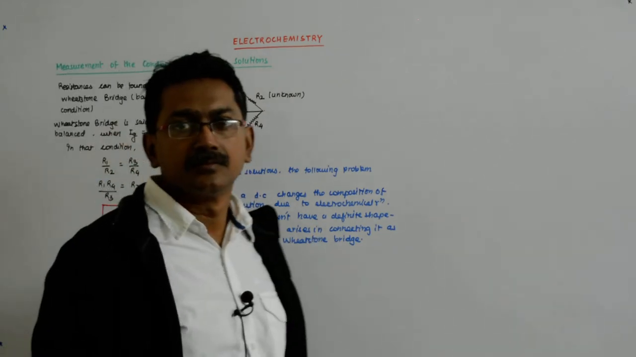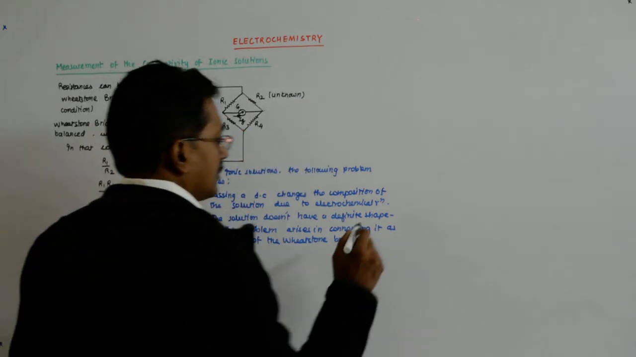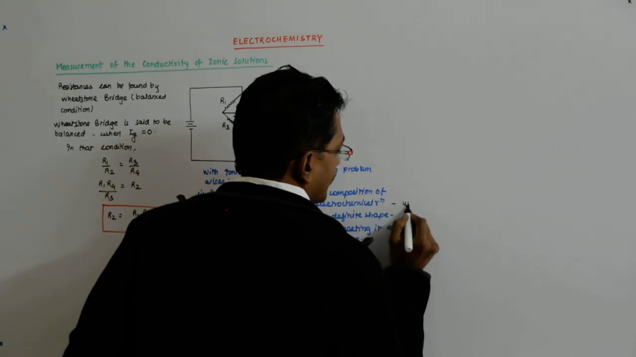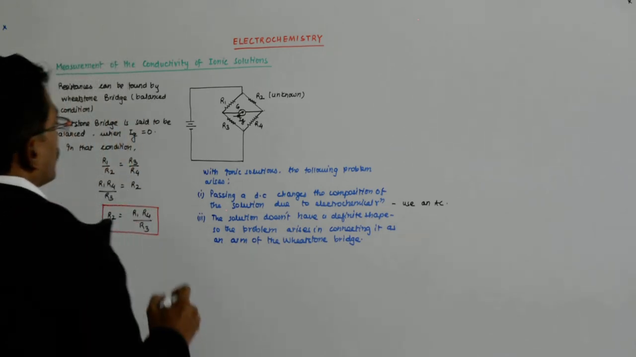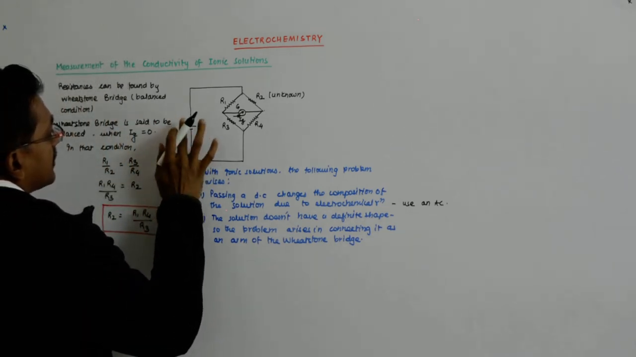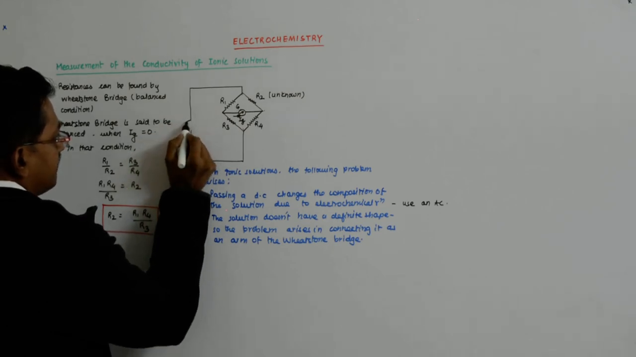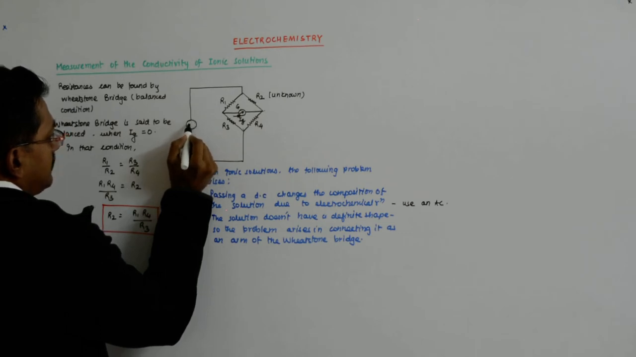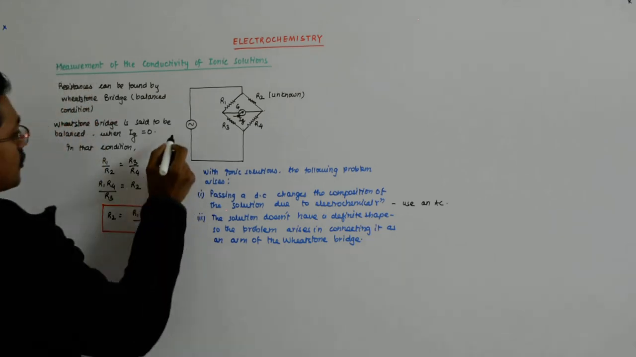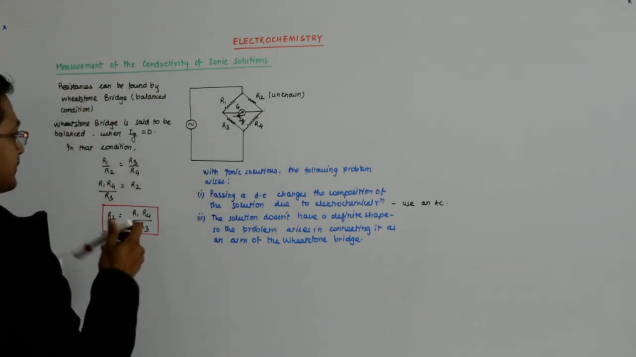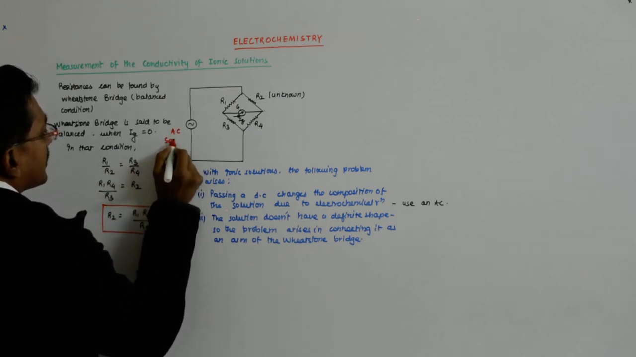How do you connect it? The first problem is solved by using an AC. So here you use an AC. So instead of this DC, which is a series of cells, which is a battery, we use an AC. This is the symbol for an AC source. So this source becomes an AC source. That is the first change that we do.